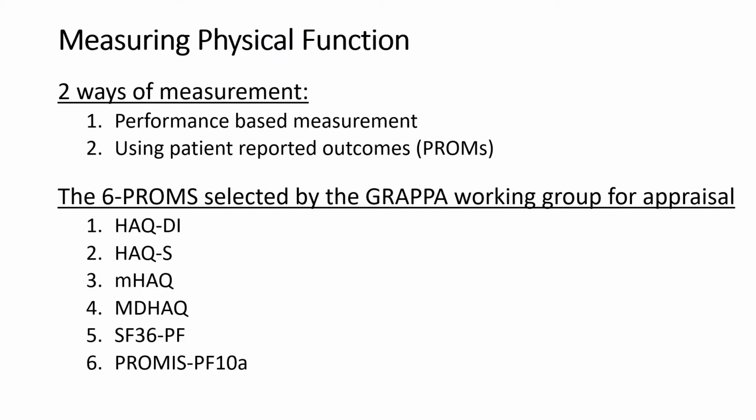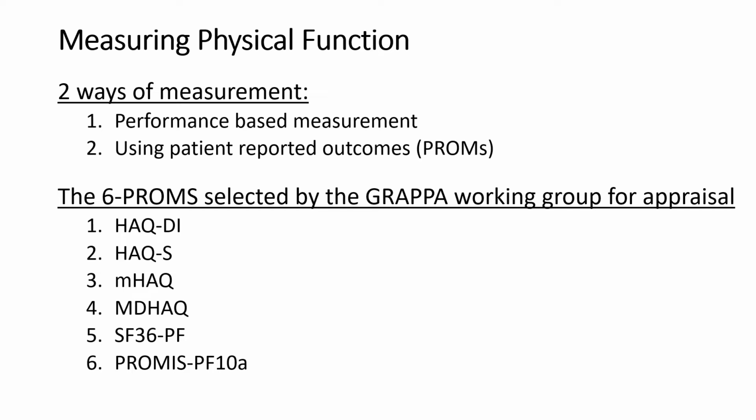Physical function can be measured in 2 main ways. One way is a performance-based measurement, where participants are asked to do some task in a simulation environment, such as a simulation kitchen in an occupational therapy center. Another way is to use PROs, patient-reported outcomes.